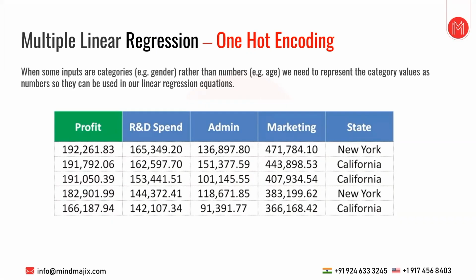So here we have to find out based upon which column we are able to apply one hot encoding. From this table we have to apply one hot encoding based upon the state column, because in the state column we have New York and California, two types of state. So after one hot encoding, the next step is the dummy variable.